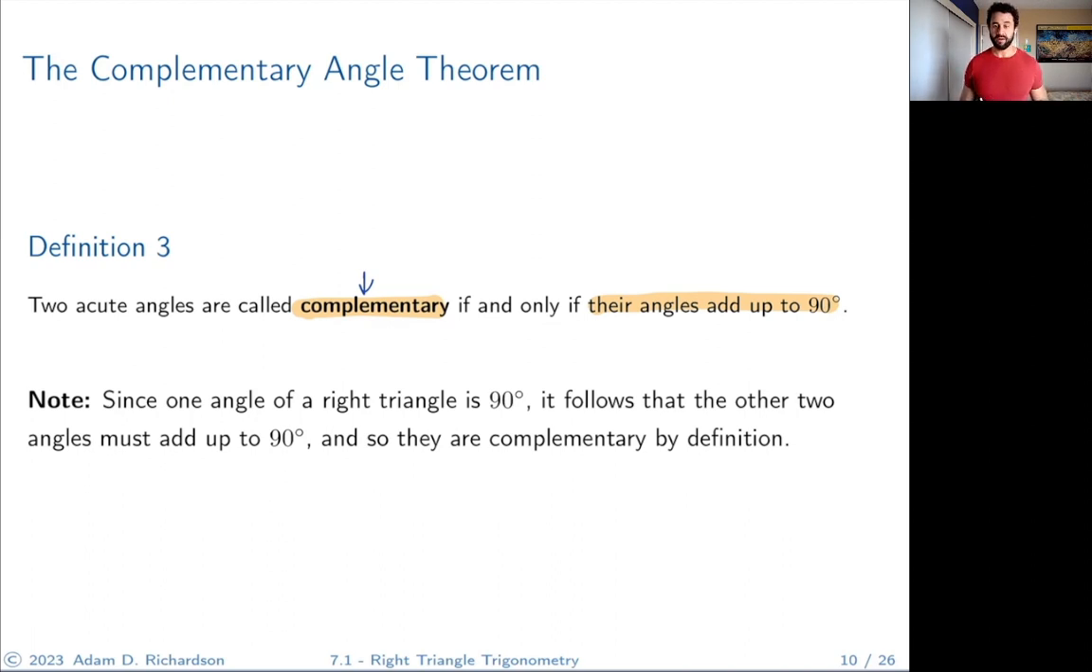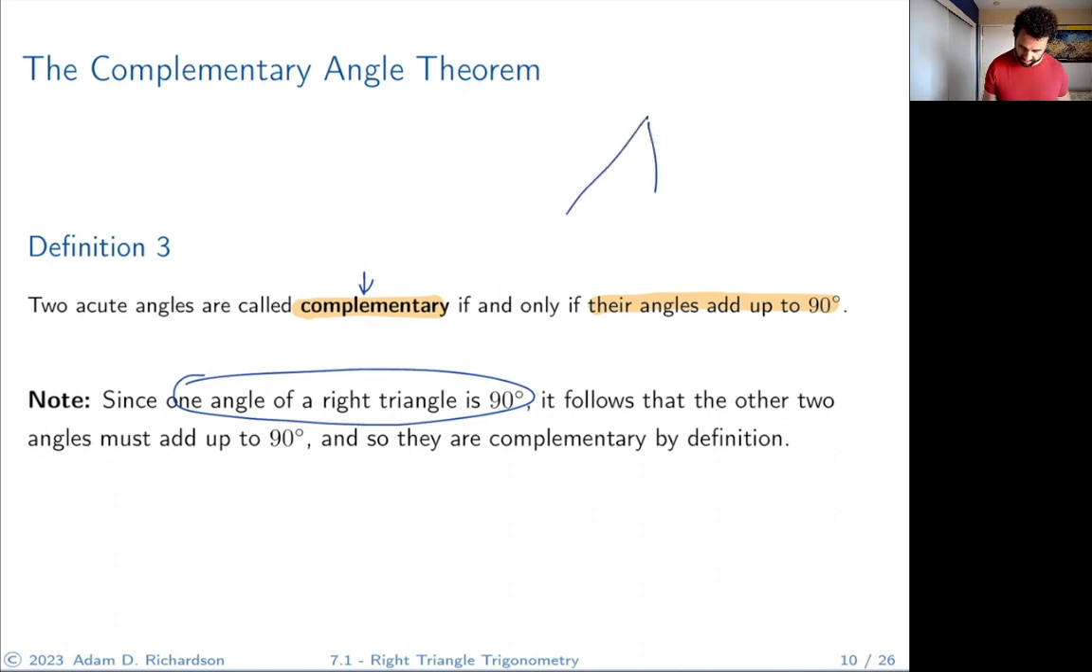So an important note here: because we're working with right triangles, we know one angle of the right triangle is already 90 degrees. And since we also know that the angles of a triangle must add up to 180 degrees, it follows that the two acute angles have to add up to 90 degrees on their own. So if you've got a right triangle here, this one's already 90 degrees, so this one and this one have to add up to 90 degrees too. So those two angles are complementary. That's the idea: the two acute angles of a right triangle are complementary angles.